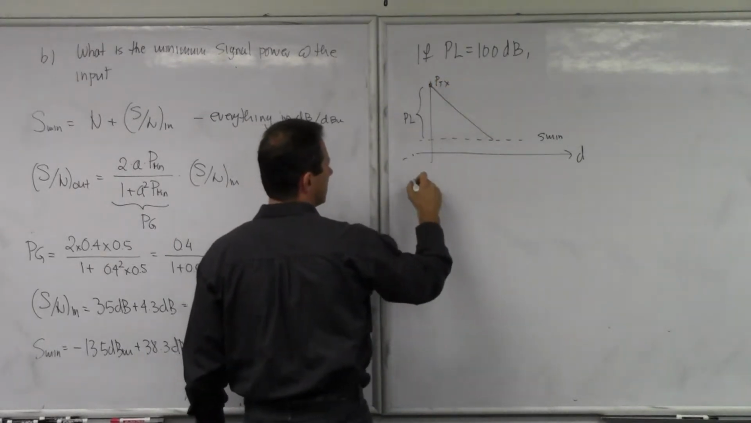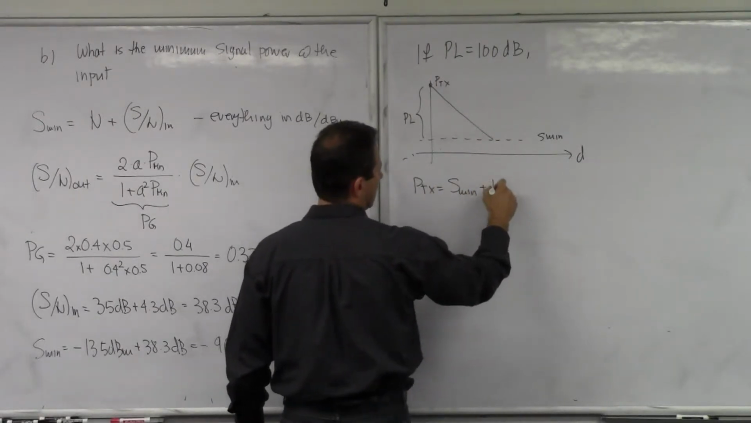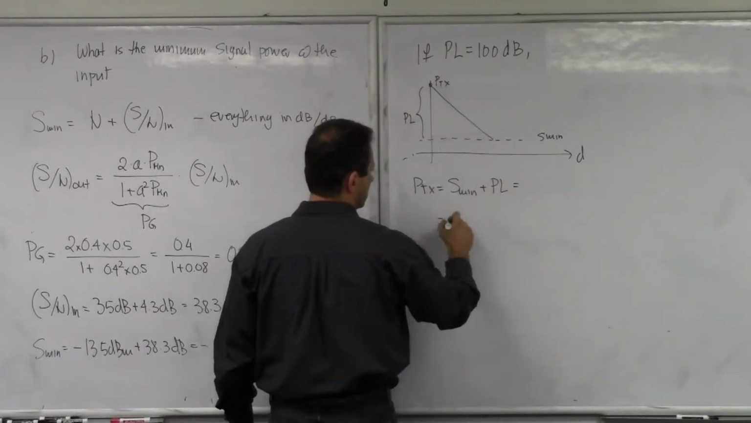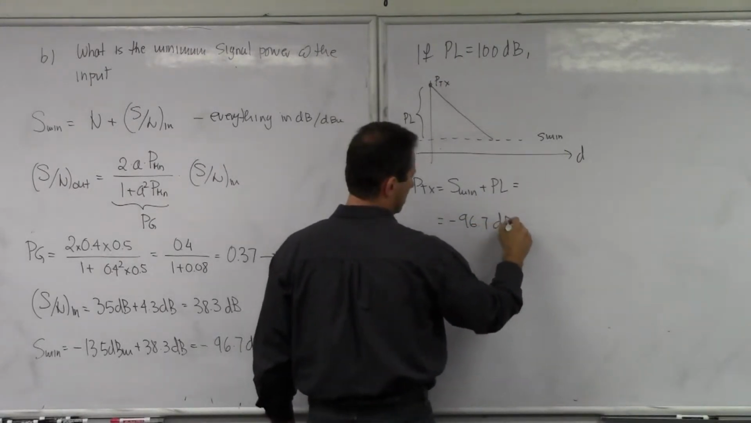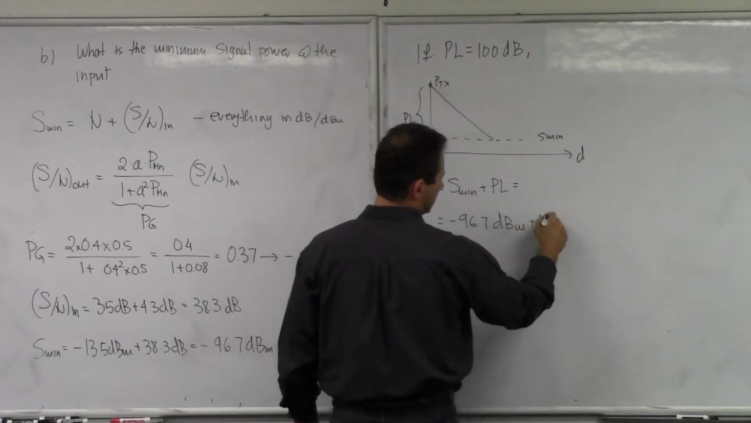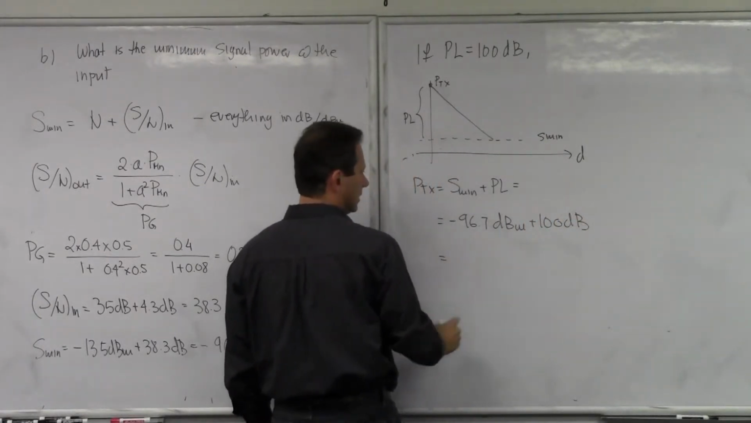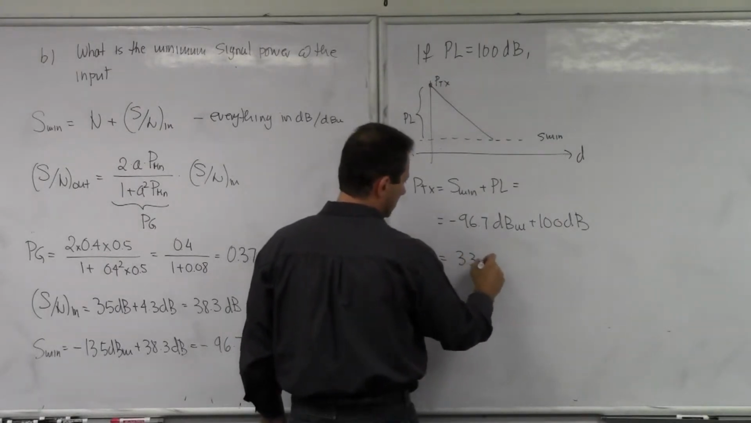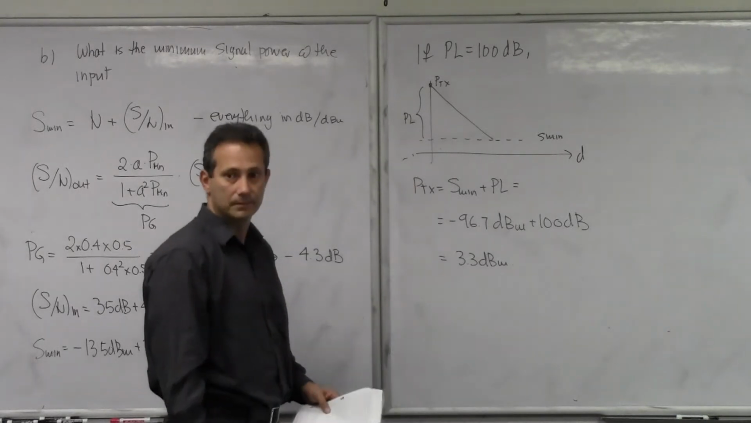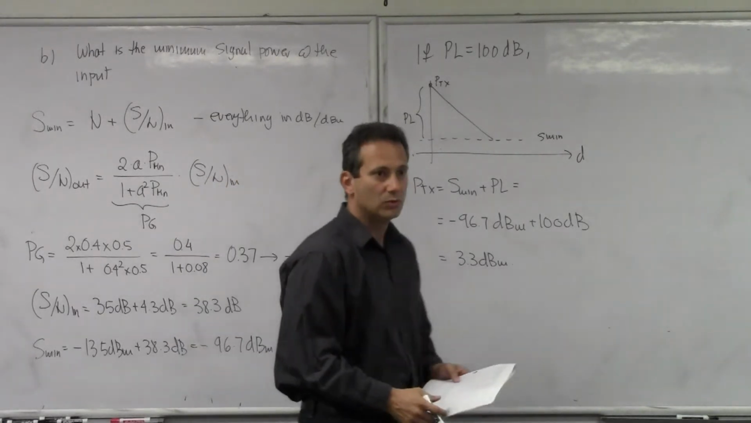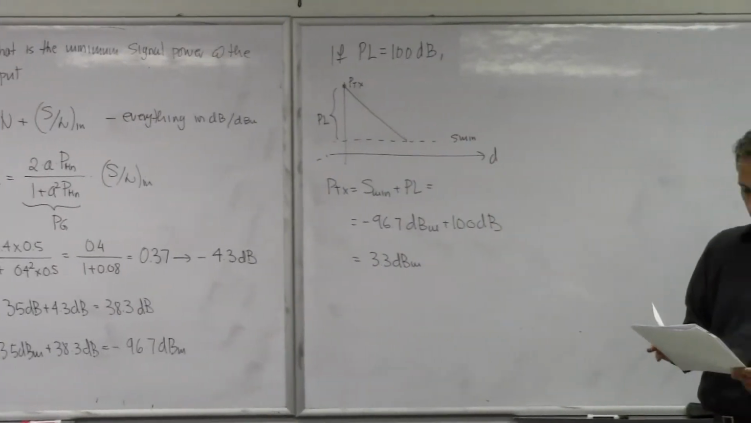So the transmit power needs to be your S min plus path loss, which in our case is -6.7 dBm plus 100 dB that you need to overcome. So you need to transmit at 3.3 dBm. That's 2.3, slightly over 2 milliwatts. Any questions?